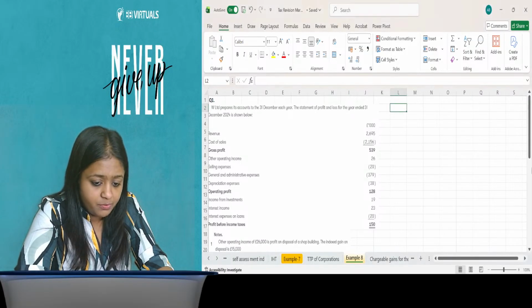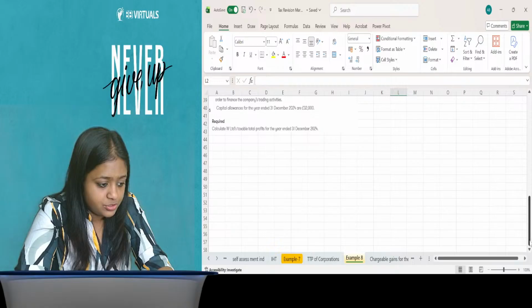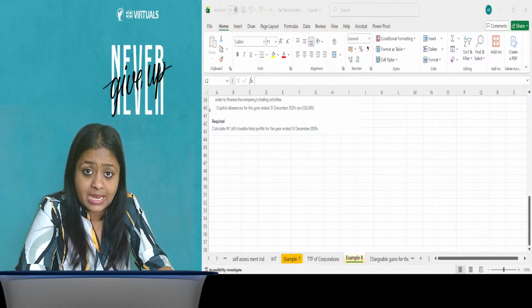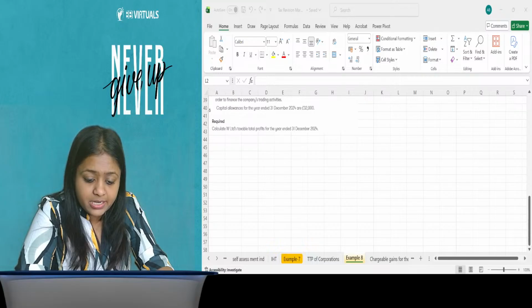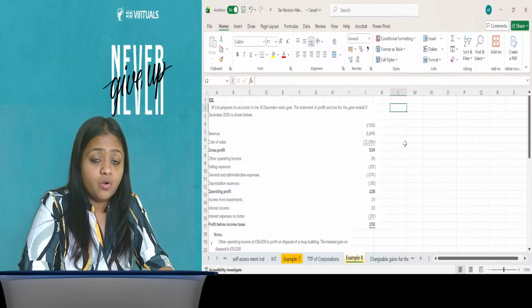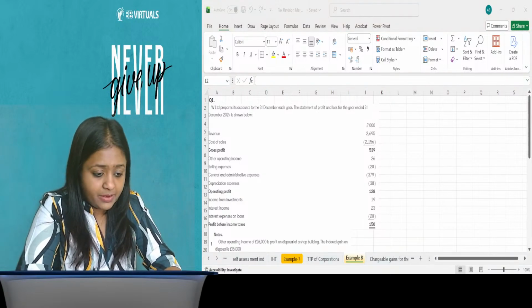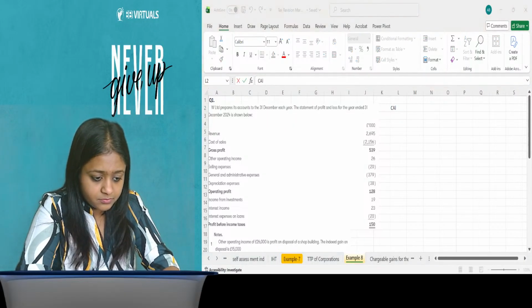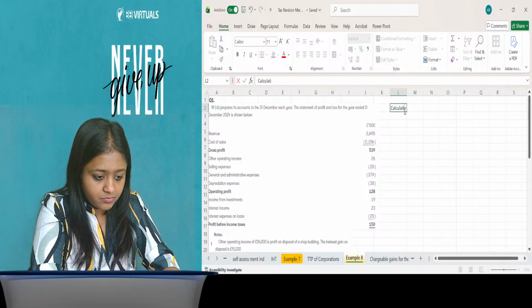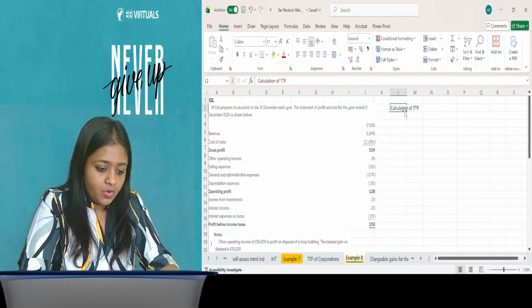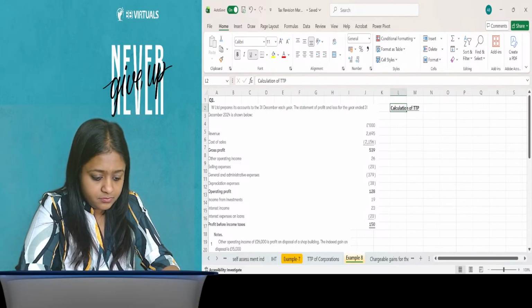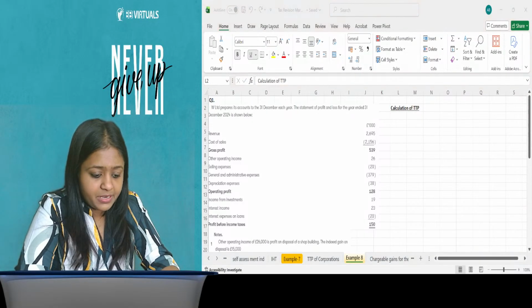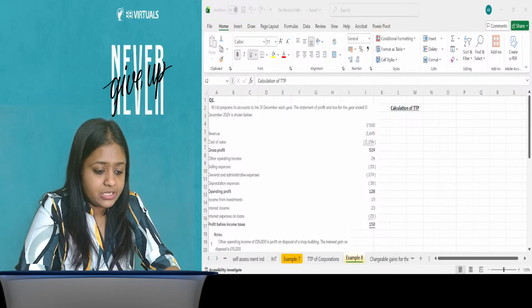That's okay. So now when we move forward, let's see the requirement of the question. The requirement of the question is to calculate TTP, but I will also calculate corporation tax here so that you are clear with the concept of corporation tax as well. So here we have to do the calculation of TTP. I will write the heading as calculation of TTP. I'm sure guys, everybody is with me on this.